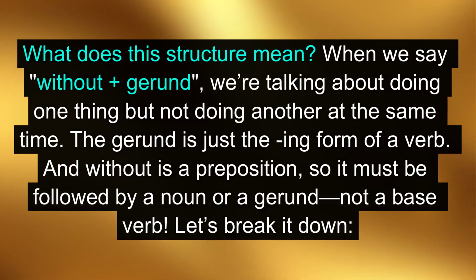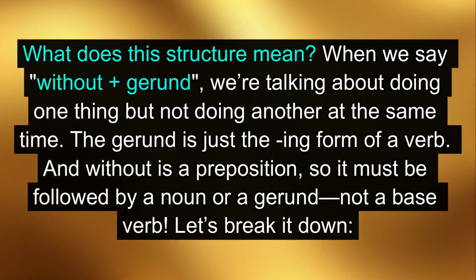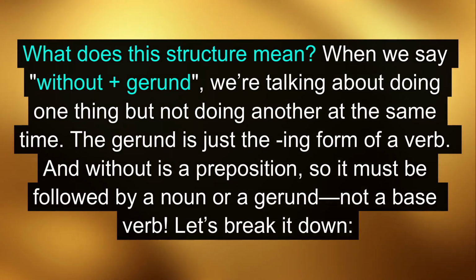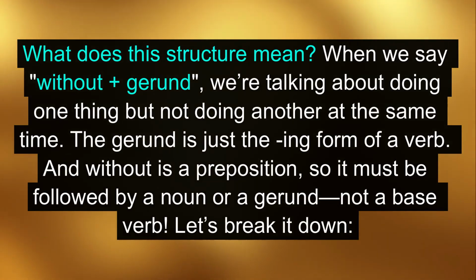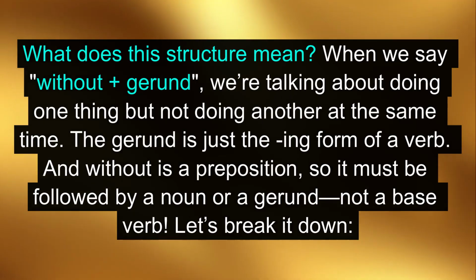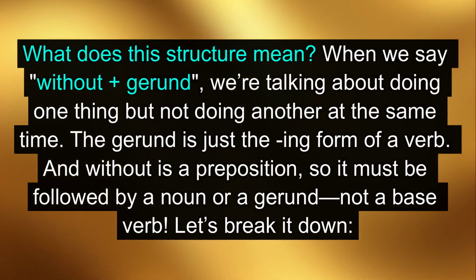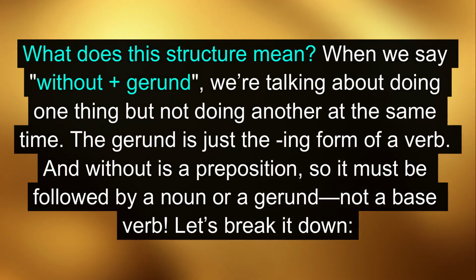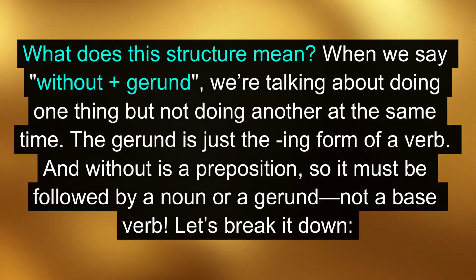What does this structure mean? When we say without plus gerund, we're talking about doing one thing but not doing another at the same time. The gerund is just the ing form of a verb. And without is a preposition, so it must be followed by a noun or a gerund, not a base verb. Let's break it down.